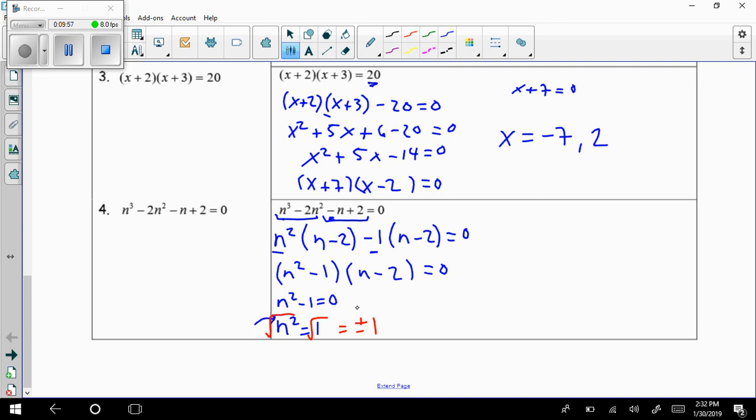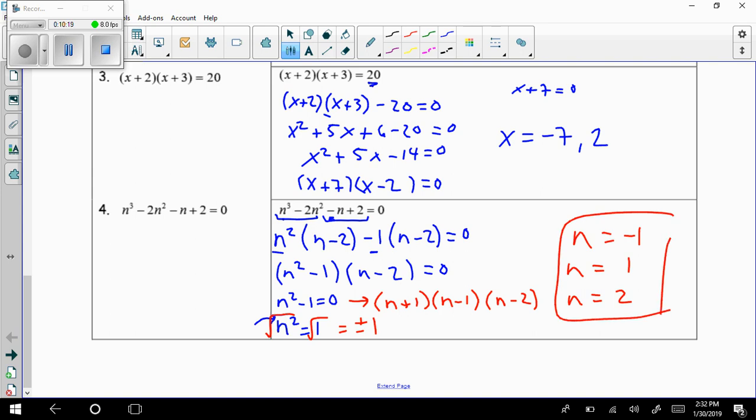Your other option would have been to break this down even further into n plus 1, n minus 1, and there's your negative 1 and your positive 1. So then we have n minus 2. So we have n equals negative 1, n equals 1, and n equals 2. Those are our 3 answers for this one. Okay. So whether you choose to factor it all the way out or just remember your rule with square roots that you have more than one possibility, either way is fine.